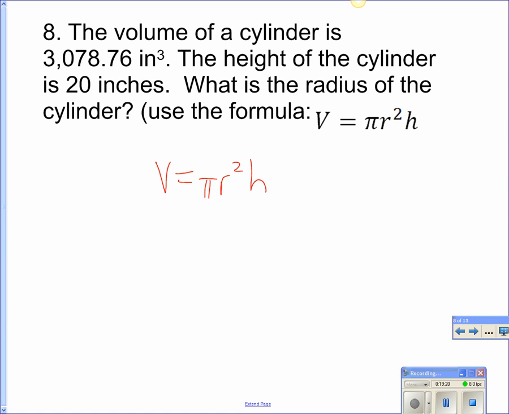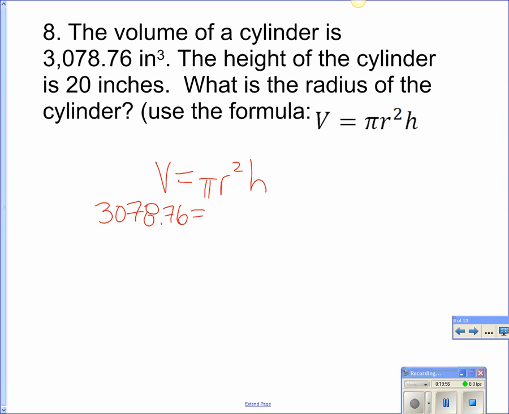What number do they give you? What is that? What do they say it is? What do they say that 3,000 is? Go backwards. What do they say it is? All right, read just the first sentence. It's the volume. So what letter does it go in for? V. All right, 3,078.76 in the V spot.